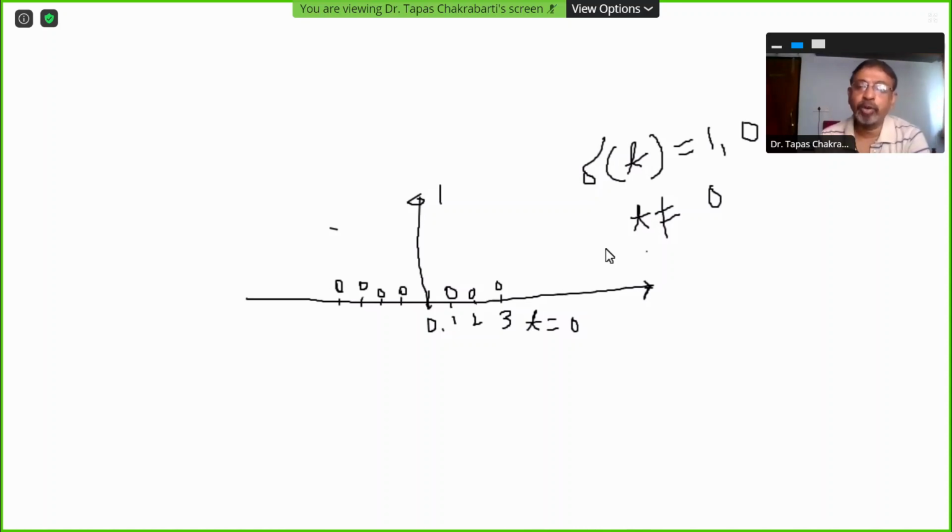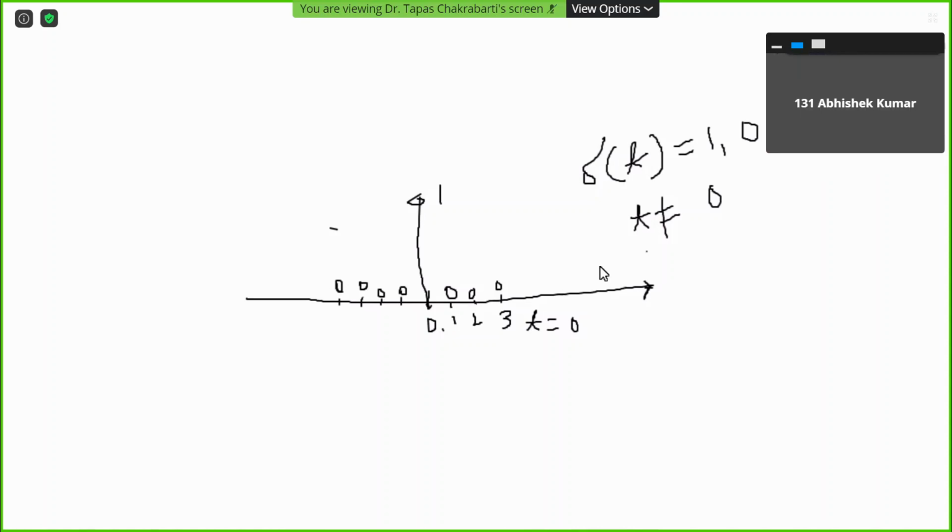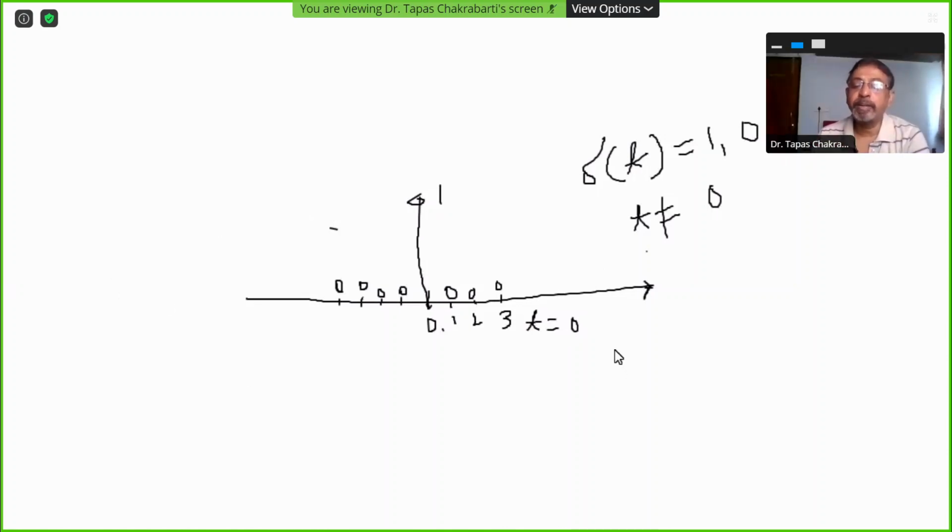Now you should get an overview of different types of signals. So what type of signal is this one? It is called the unit impulse function. What is the unit impulse function? While the value of t is equal to 0, at that time the unit impulse function's value is 1. The amplitude is 1. For all other values, where t is not equal to 0, you will get 0. Clear?